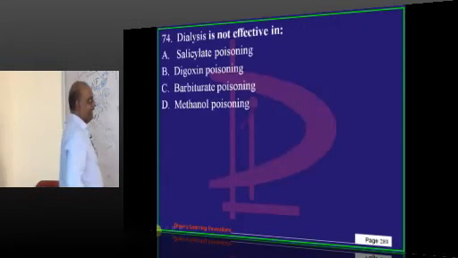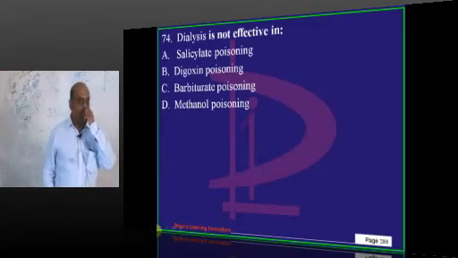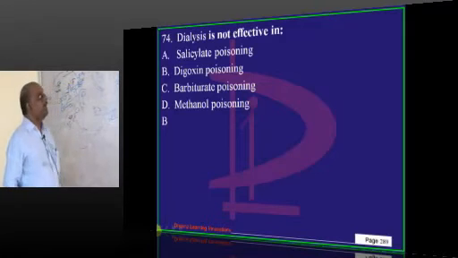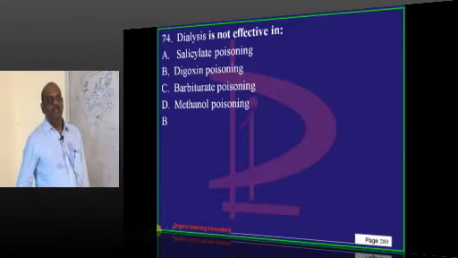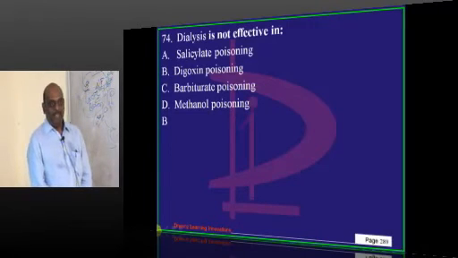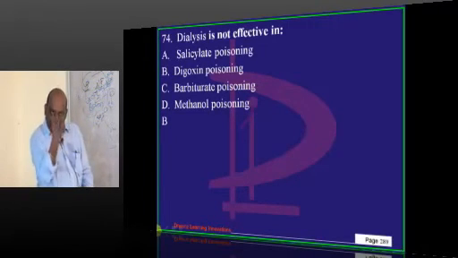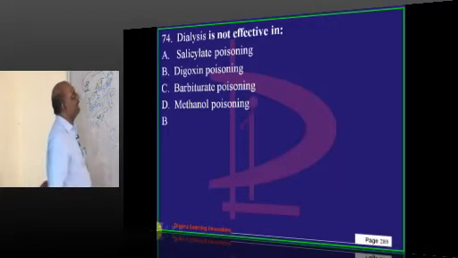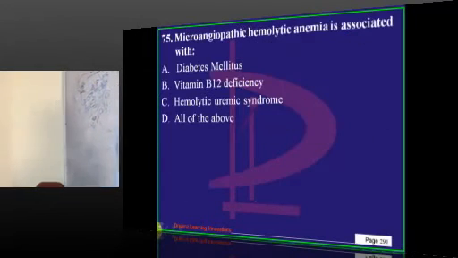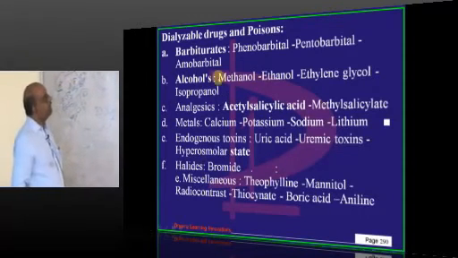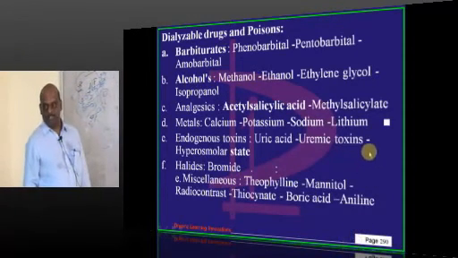Right? Then dialysis is not effective in which situation? In case of digoxin poisoning. Why? Because digoxin is a highly protein bound drug. If the drug is highly protein bound, is it filterable? No. If it doesn't filter, it can't be dialyzed. So that's the point to be remembered. So you must know the list of dialyzable drugs and poisons.